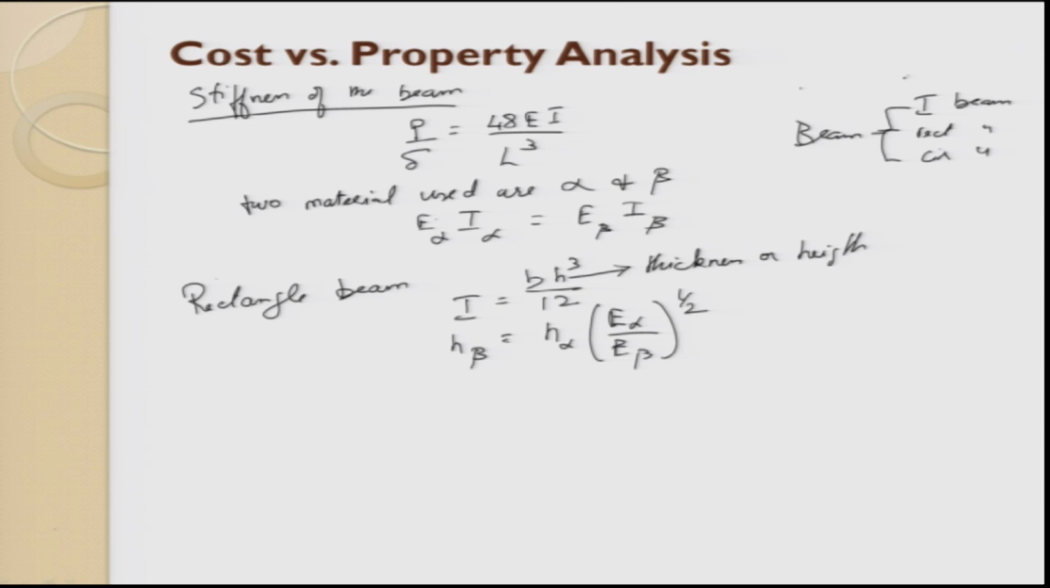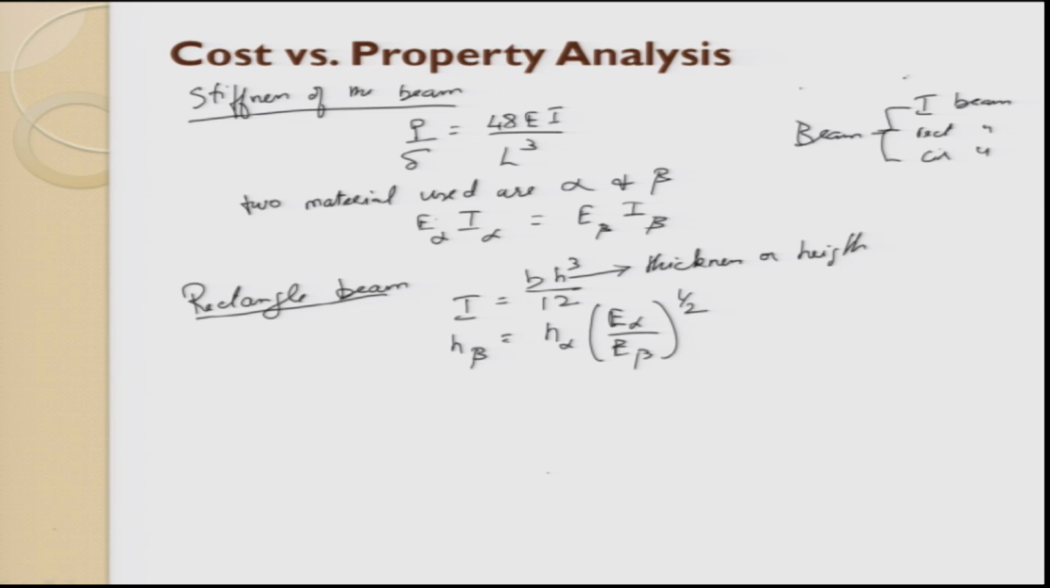We have tried to find out for two different materials, and just for the rectangle I have given it. So if you want to do it for other beams, you can try. What we have done is we are trying to find out the thickness of the cross-section area, and this relationship can be used for comparing two different materials.